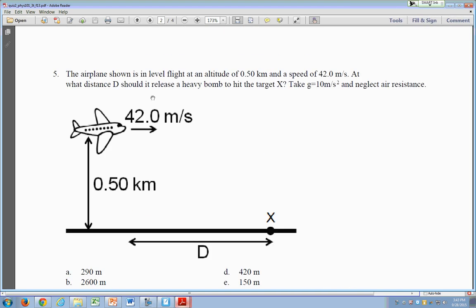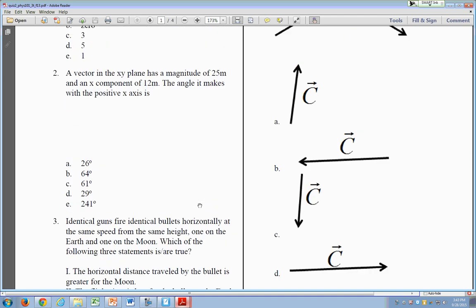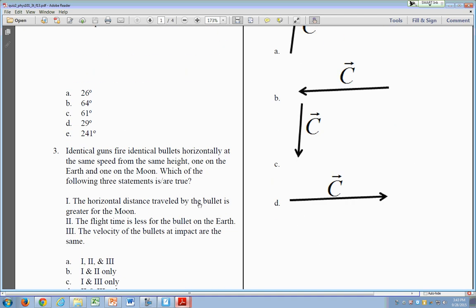There's a projectile motion problem. That's like the one we worked before. No, we're not going to see any vector stuff like that.